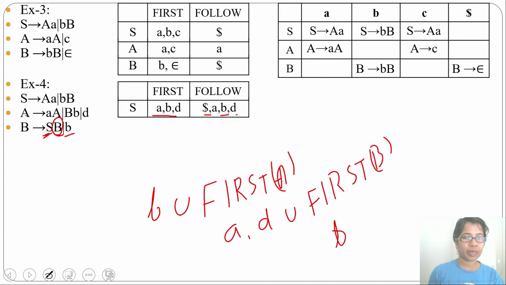Next find first of A. First of A will be A, D and first of B. First of B is B.